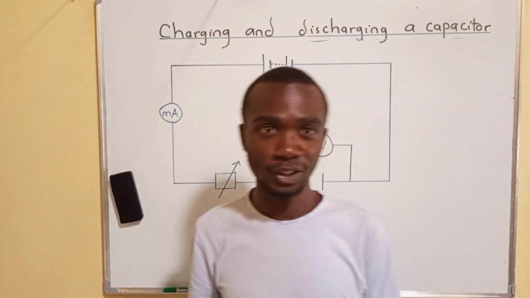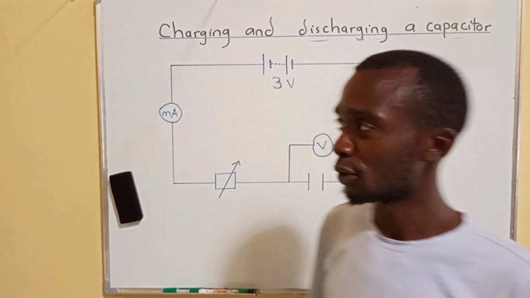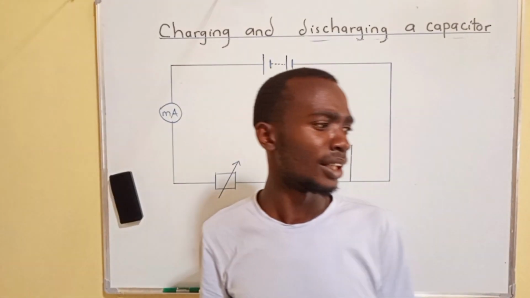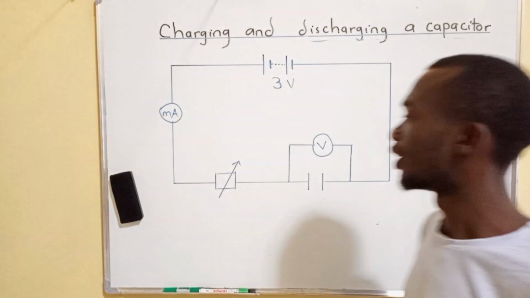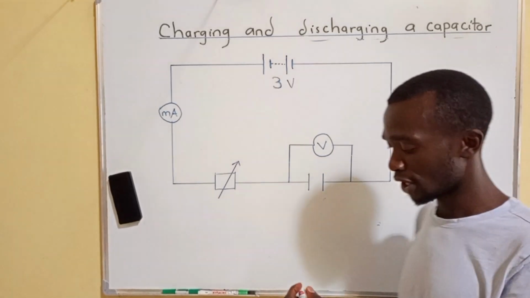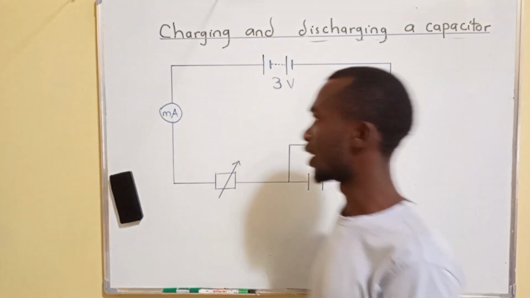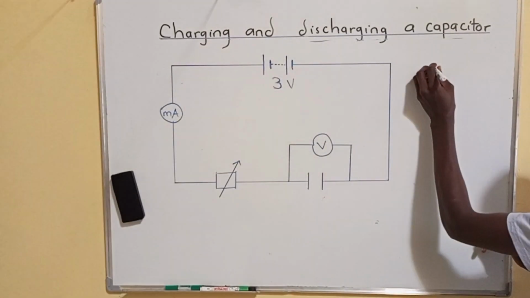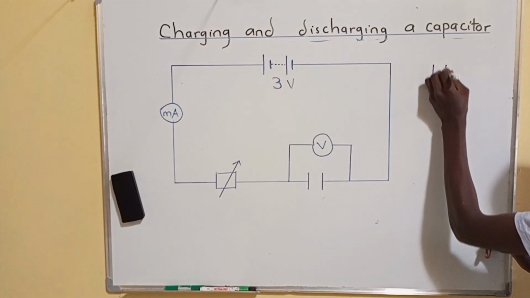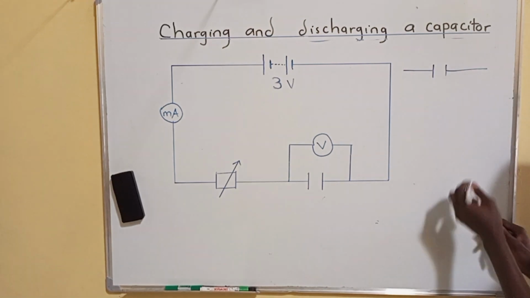Welcome to today's tutorial. I'm going to teach you how to charge a capacitor. A capacitor is a device that is used to store charges, of which the symbol for a capacitor is just two parallel lines which are equal in size. So, this is the symbol of a capacitor.